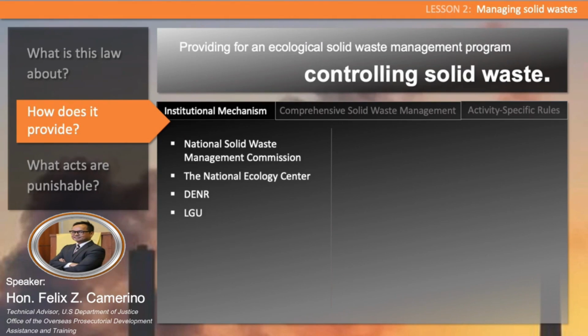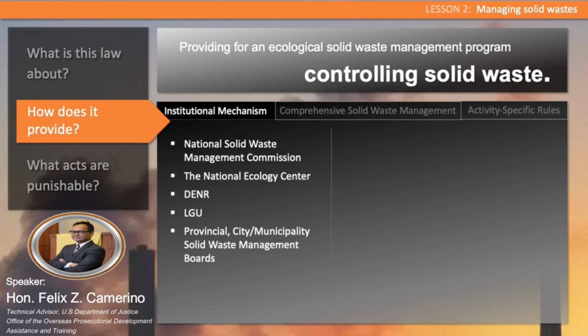Next on our list of institutions, it appears as one bullet point, but there are really two levels of entities that we are referring to. They are the solid waste management boards. There are two levels included in this one bullet point: one at the provincial level, and a second one at the city or municipality level. Essentially they serve the same function. They only differ in their jurisdiction.